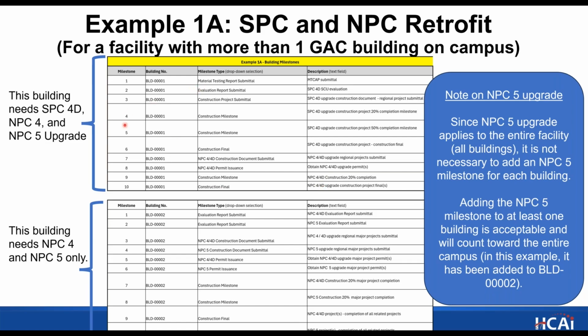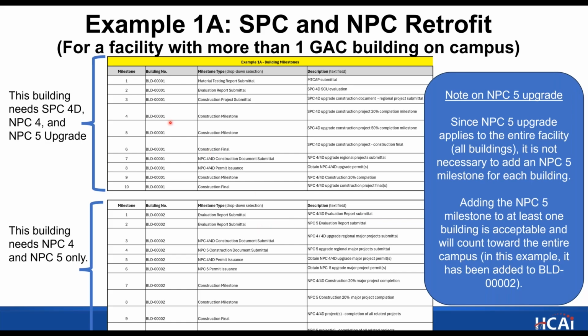So you may have noticed that this building needs an NPC 5 upgrade, but there are no NPC 5 milestones in here. And that is an important point to pay attention to, because many of you will likely run into this scenario. So we are recommending and allowing that you only put the NPC 5 milestones on one building per campus. And that will hopefully save you a lot of clicking to do all these drop downs for every single building. And then also down the line, if you have to make a change to an NPC 5 milestone, that way you don't have to go change it on every single building.